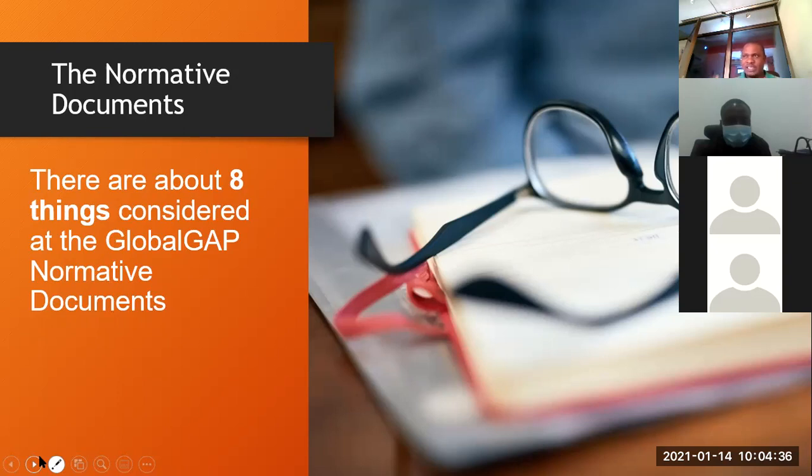All the documents which have been established by GlobalGAP as essential for the management of the GlobalGAP certification scheme are termed normative documents. So there are about 8 categories of normative documents which every company that is seeking certification must be aware of. And the ones that concern them, they must know. So let's look at them.